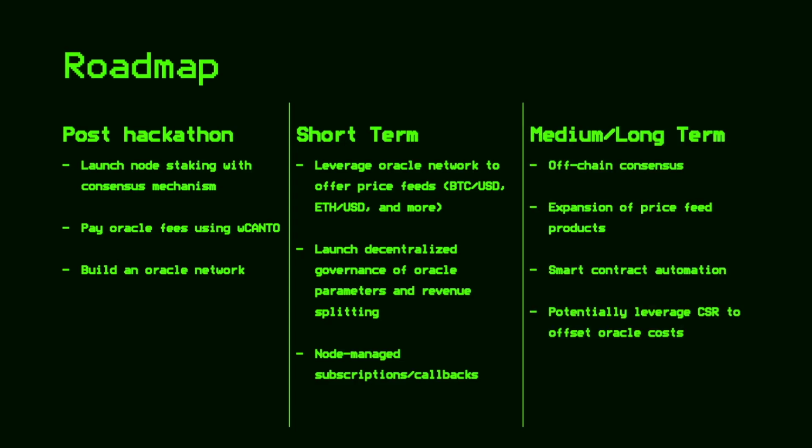In the medium to long term, we are looking into off-chain consensus so we can save on the gas fees for the oracles. We're going to expand the price feed products to support more cryptocurrencies. We might also be able to leverage the node network to offer smart contract automation and potentially leverage CSR to offset Oracle costs.